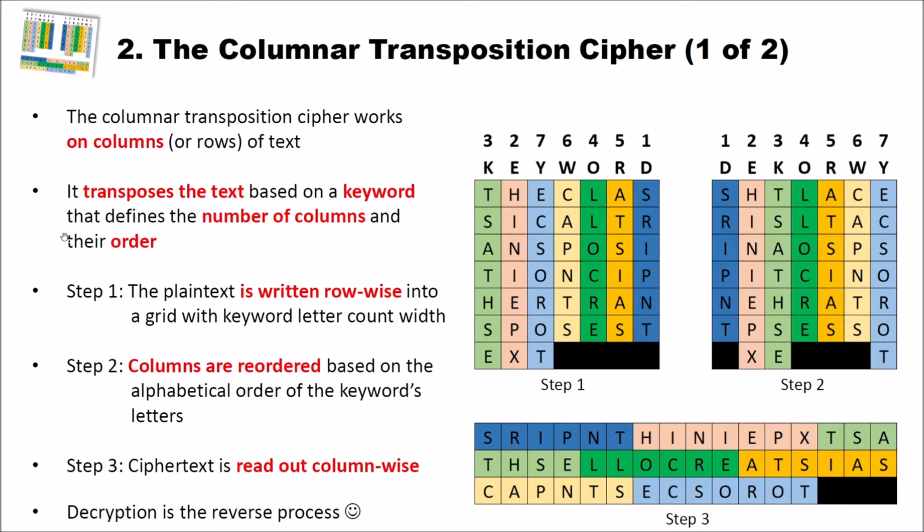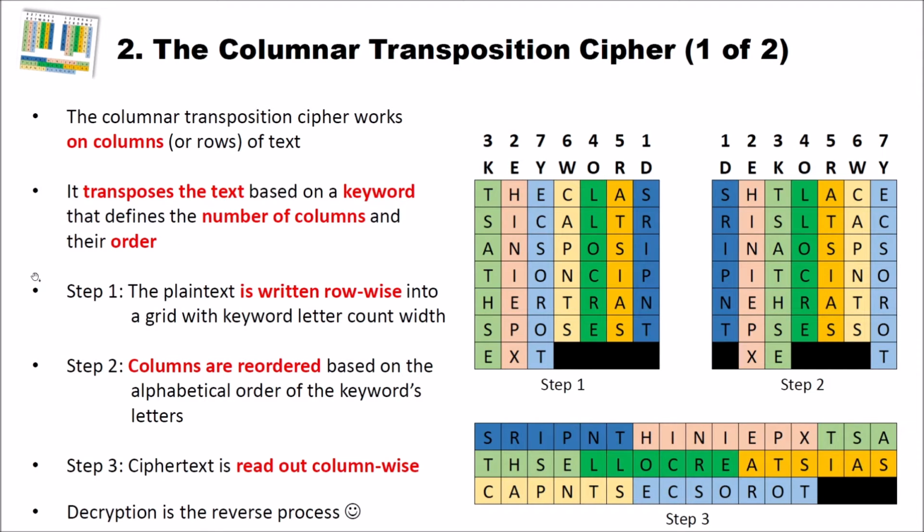The columnar transposition cipher transposes text, as each transposition cipher does, and it does this based on a keyword that defines the number of columns and the order. Here you can see an example, and you have here the keyword KEYWORD, and the order of the transposition is defined by this keyword. How this works, we will see later.